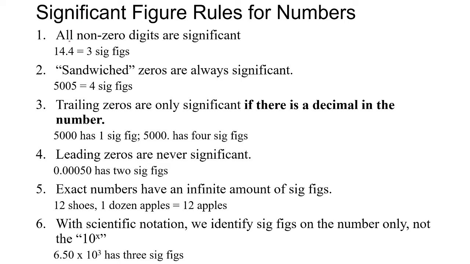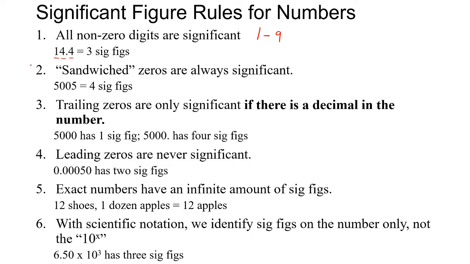The first rule is that all non-zero digits are significant. Essentially, those are digits 1 through 9. Digits that are not 0, we deem significant. So 14.4 has 3 sig figs. The 1, the 4, and the 4 are all significant.